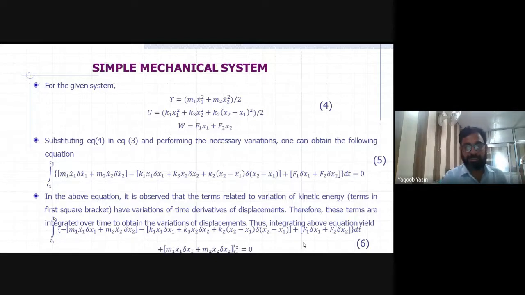overall we represent the equation describing Hamilton's principle in terms of variations of the displacements, the actual displacements of the system. For example, the variations are delta x1 and delta x2. So we represent the whole equation which contains only delta x1 and delta x2. So in the first part of the integration of equation 5, we have the variation delta x1 dot. Therefore, this must be changed to delta x1 by integrating it from time t1 to t2. Therefore, after integrating this from time t1 to t2 by parts, we have the following equation.